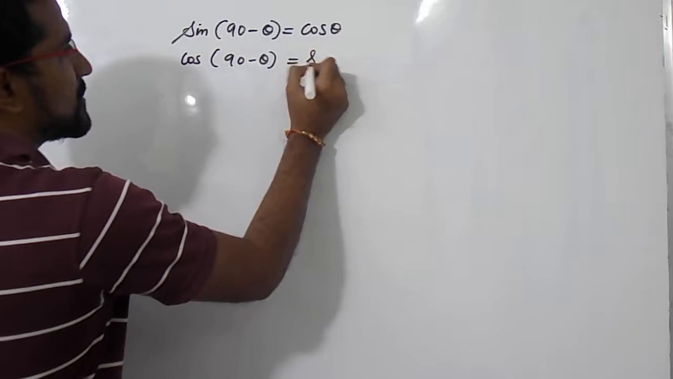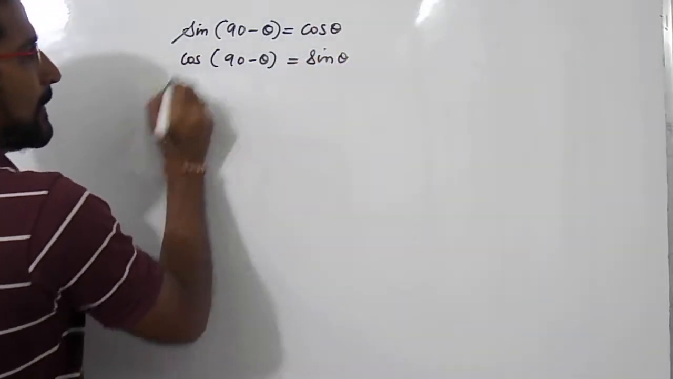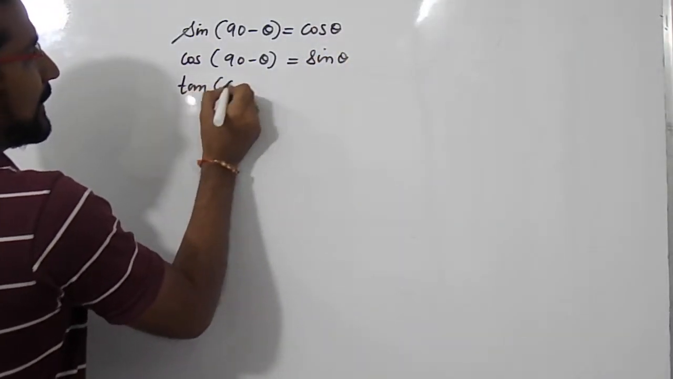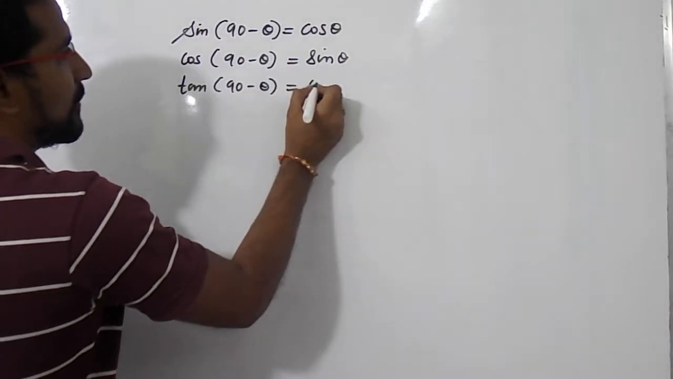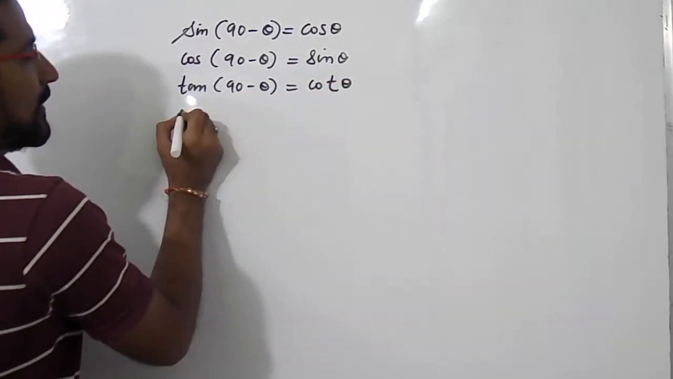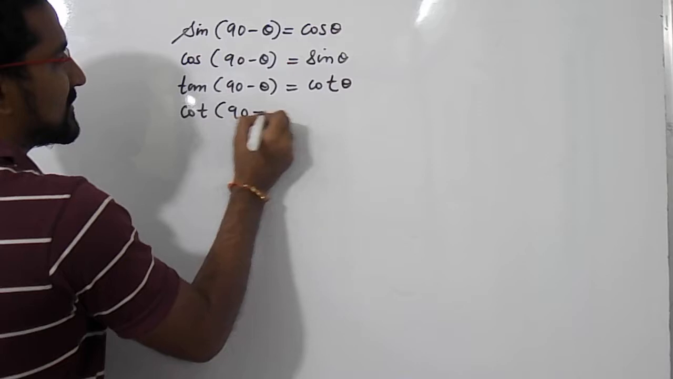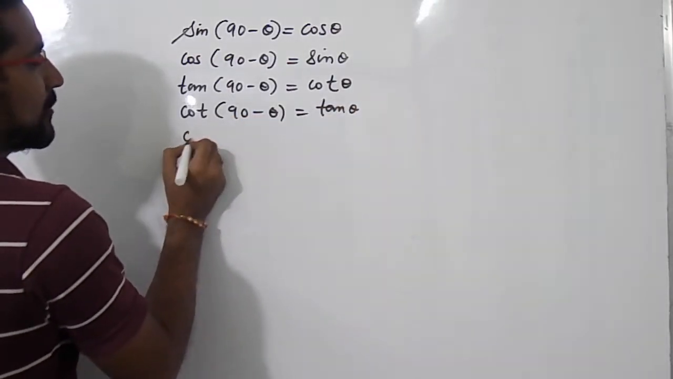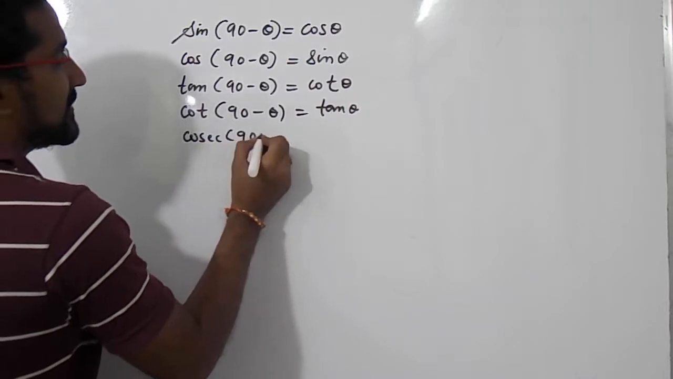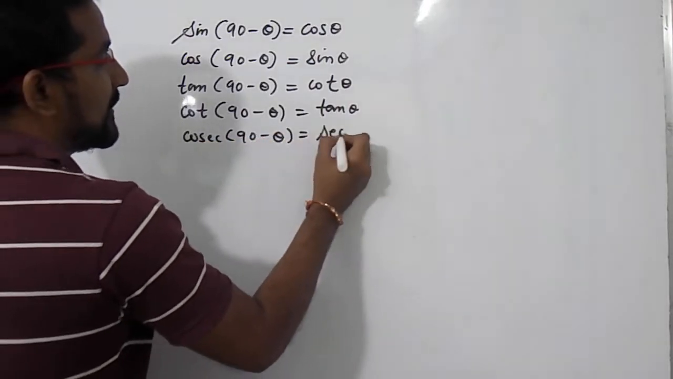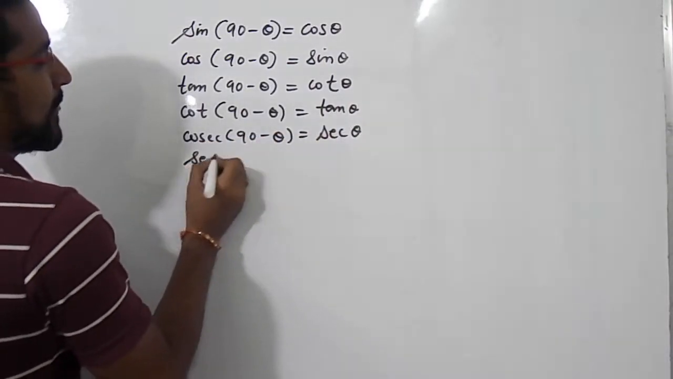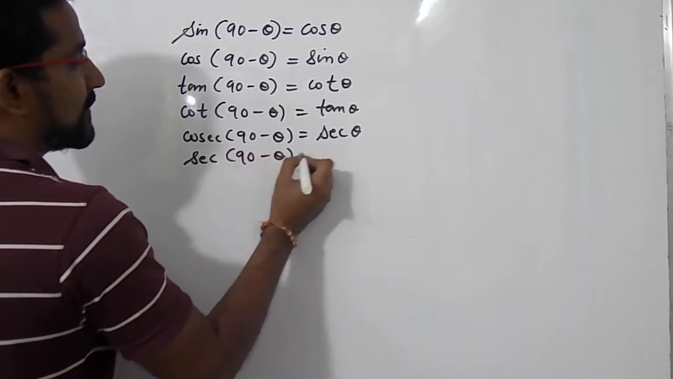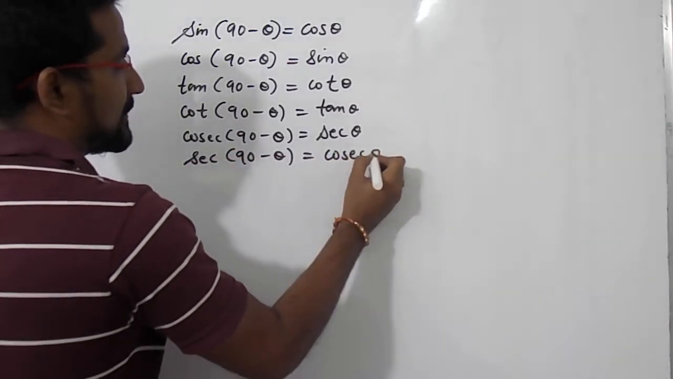theta) is equal to sin theta, and tan(90 minus theta) will be equal to cot theta, and cot(90 minus theta) equals tan theta, and cosec(90 minus theta) is equal to sec theta, and sec(90 minus theta) is equal to cosec theta.